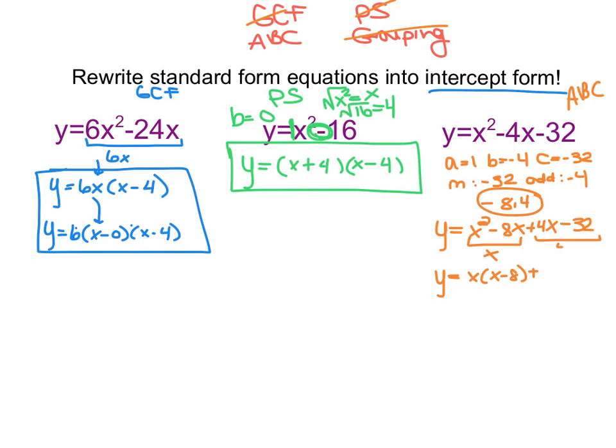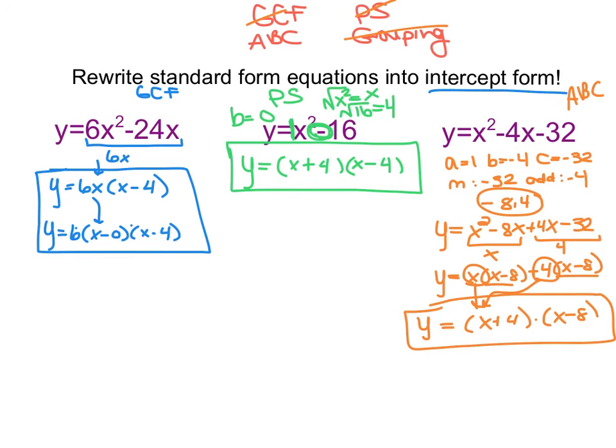In the second pair, we can factor out a 4, and that will make the parenthesis parts match with x minus 8. Because they match, we can group x and 4 together. So we get x plus 4 times x minus 8, and that's equal to y. So again, we see we have intercept form because we have something times something is equal to y.